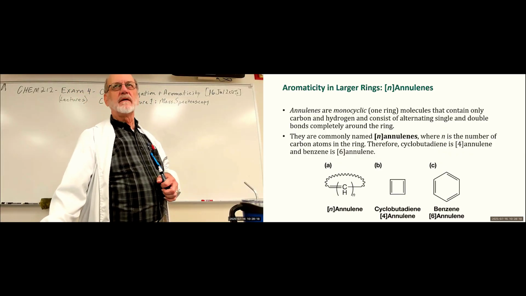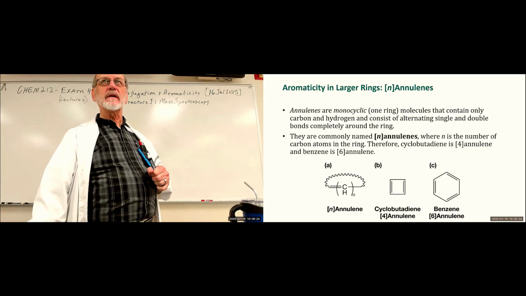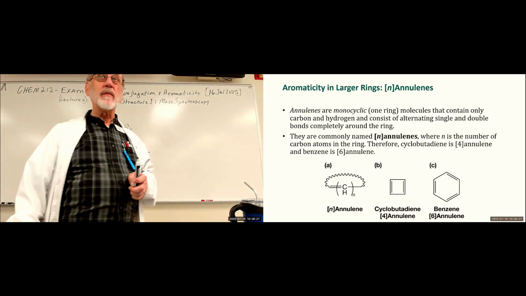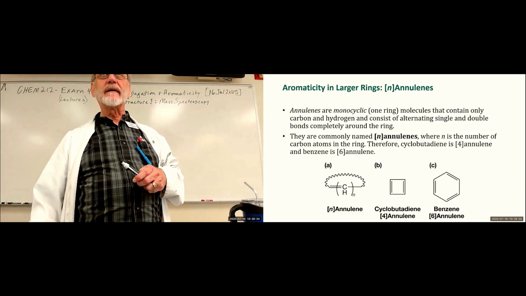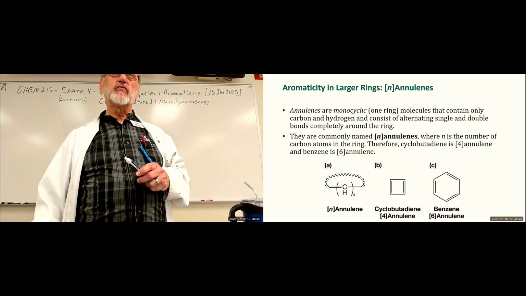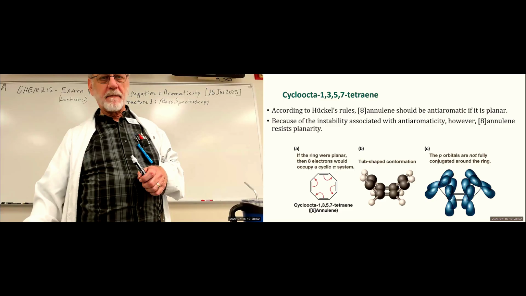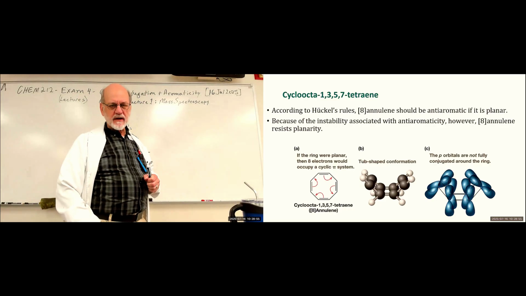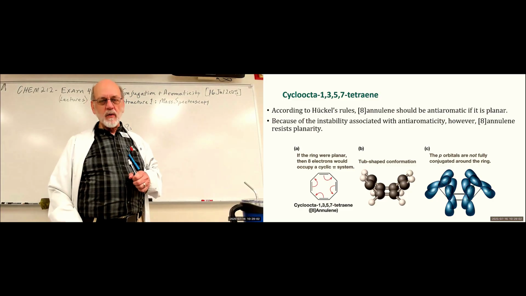Aromaticity in larger rings, in annulenes. Annulenes are monocyclic, one ring molecules that contain only carbon and hydrogen, consisting of alternating single and double bonds completely around the ring. All right, so benzene is a 6-annulene, cyclobutadiene is a 4-annulene. But they're not necessarily aromatic. If we look at this stop sign, this octagon, we have an 8-annulene.